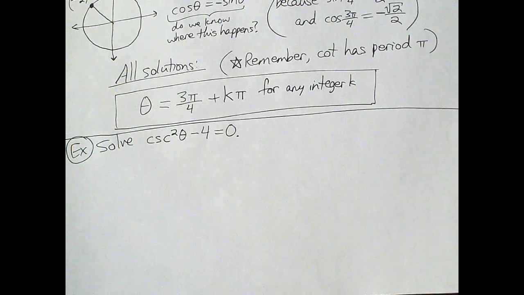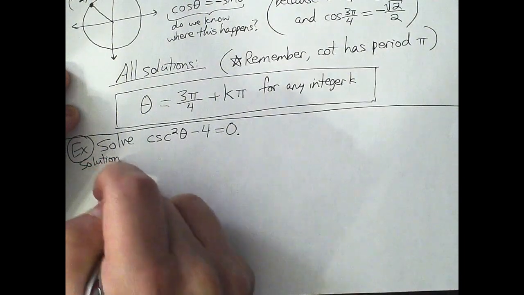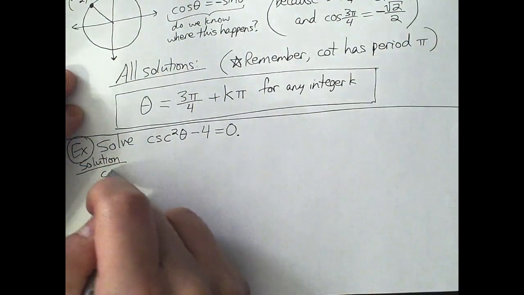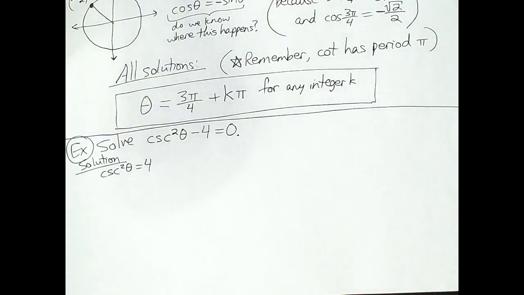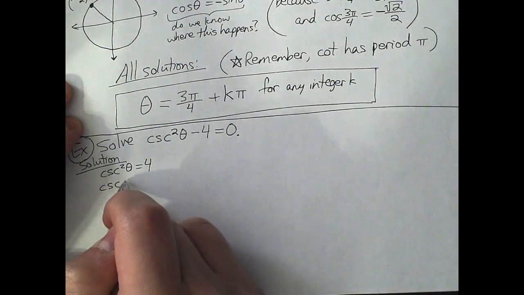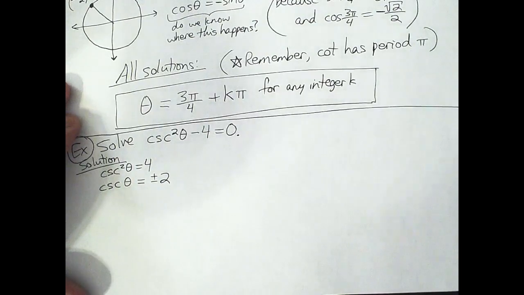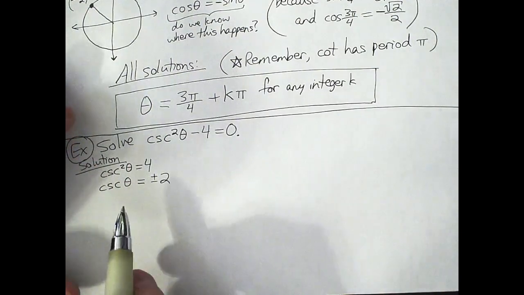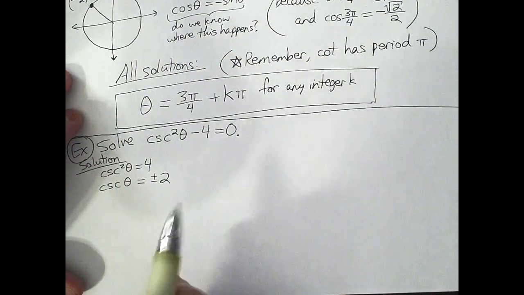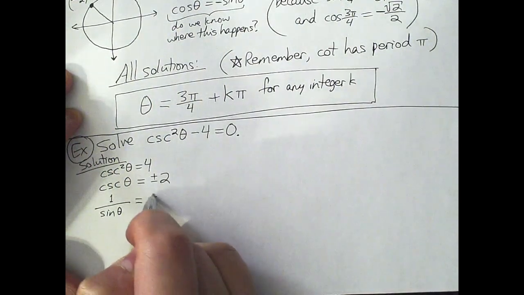All right, so this one's a little bit tricky. But there's two different ways that I can think of that we could approach this. One of them is we could add 4 to both sides, and then take the square root of both sides. We have to do something about that squared, right? So take the square root of 4, you get plus or minus 2. Cosecant is 1 over sine, and it's equal to plus or minus 2.